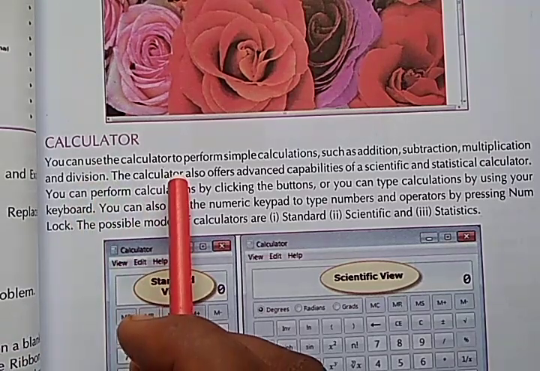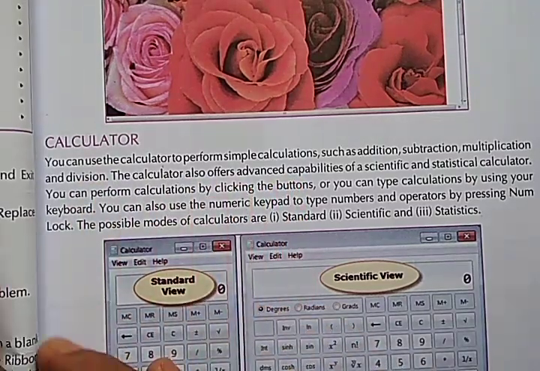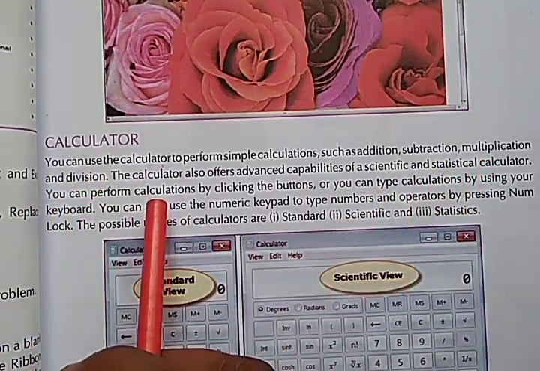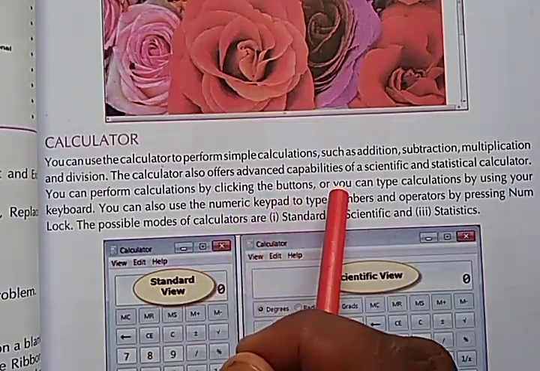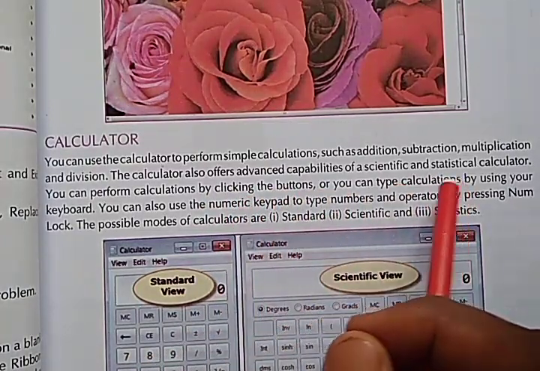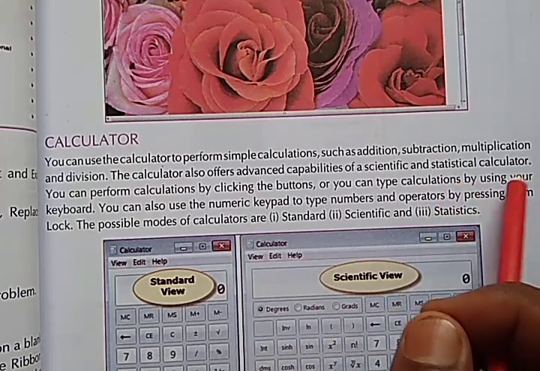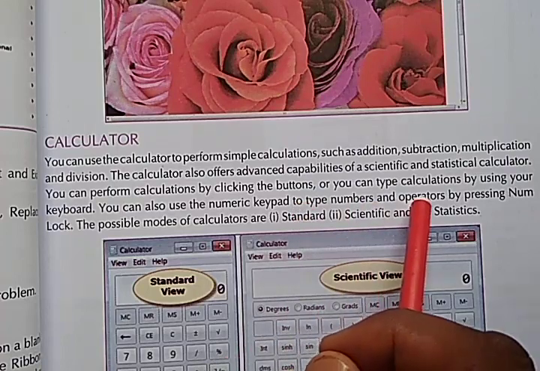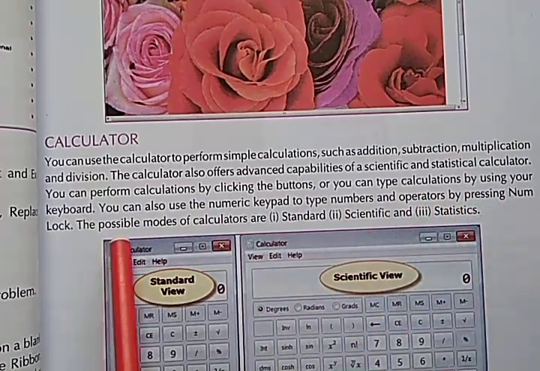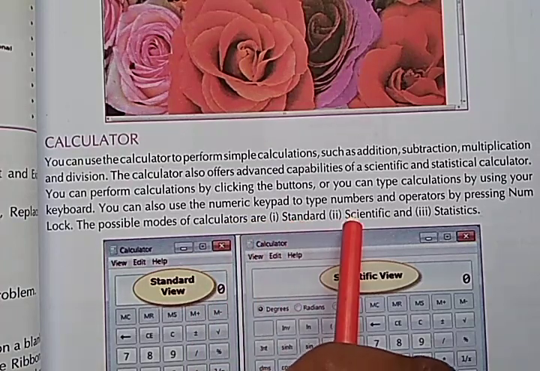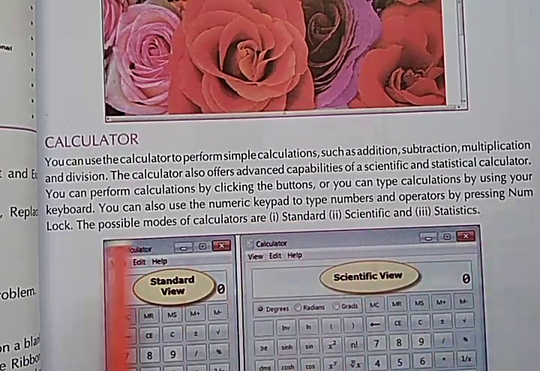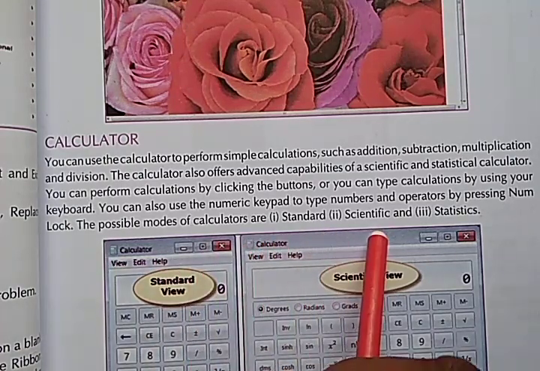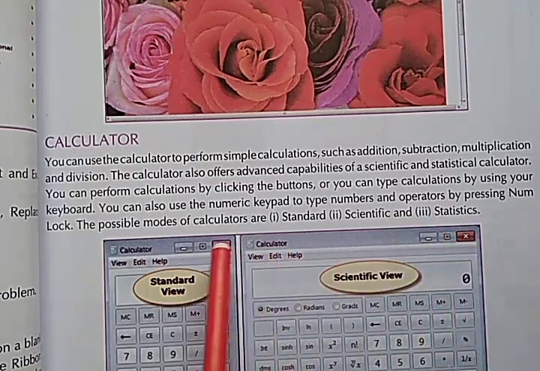You can use the calculator to perform simple calculations such as addition, subtraction, multiplication and division. The calculator also offers advanced capabilities of a scientific and statistical calculator. You can perform calculations by clicking the buttons, or you can type calculations using your keyboard. You can also use the numeric keypad to type numbers and operations by pressing Num Lock. The possible modes of calculation are standard, scientific and statistics.